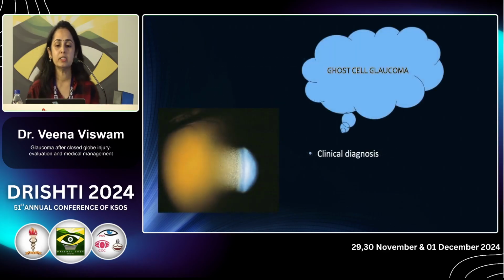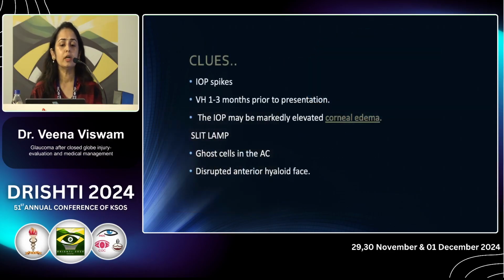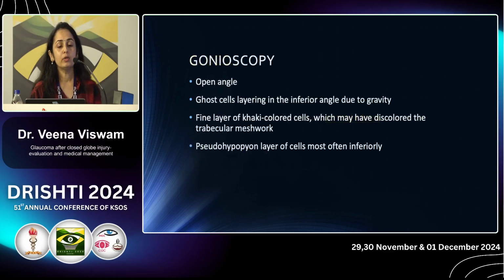Now the last one is ghost cell glaucoma. It is usually a clinical diagnosis. Clues are IOP spikes and vitreous hemorrhage 1 to 3 months prior to presentation. IOP may be markedly elevated with corneal edema, and ghost cells may be there in the anterior chamber. Disrupted anterior hyaloid phase. Gonioscopy will show open angles and ghost cells layering the inferior angle due to gravity. A fine layer of khaki colored cells may discolor the trabecular meshwork.